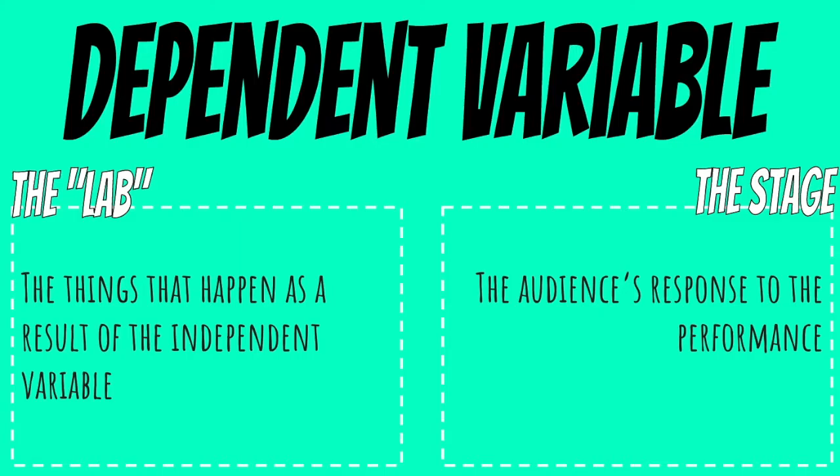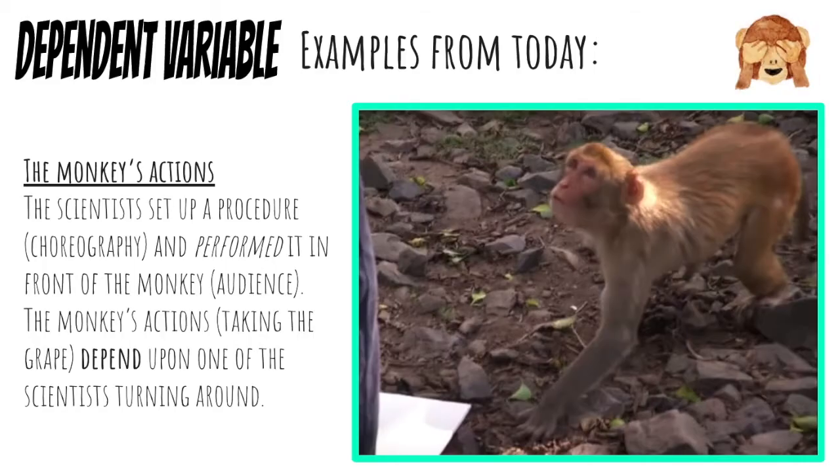The things that happen as a result of the experiment. So if I'm experimenting on a monkey as a test subject, that monkey's behavior is an effect of my experiment. So this is the audience's response.